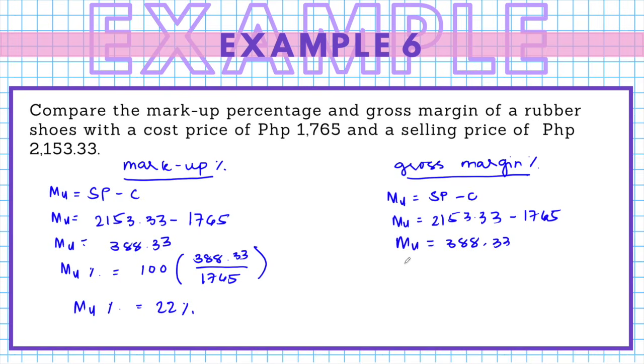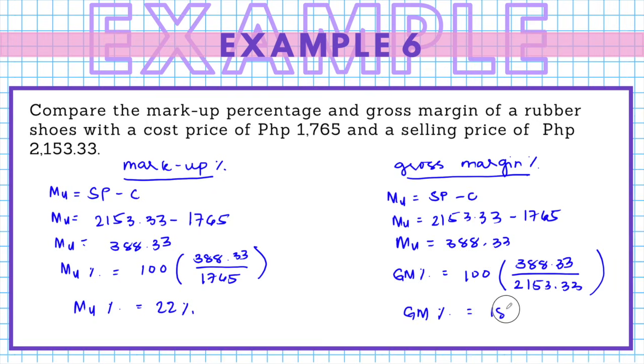Our gross margin percentage is solved as 100 multiplied by the markup amount, which is 388.33, but divided by our selling price, which is 2,153.33. So our gross margin is equal to 18.03. So this is the difference between a markup percentage and a gross margin percentage. Again, a markup will always be based on the cost, and a gross margin will be based on our selling price.